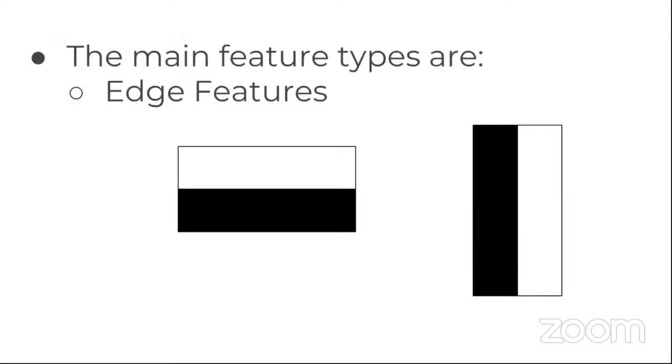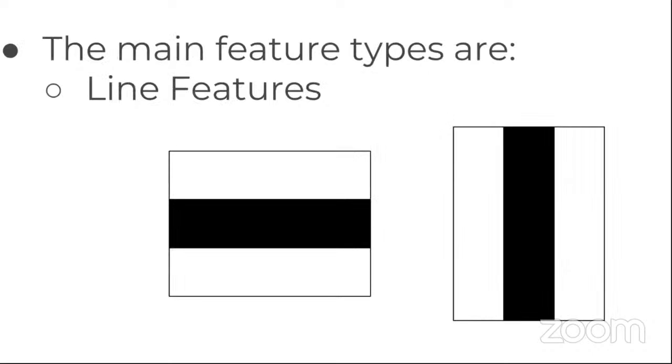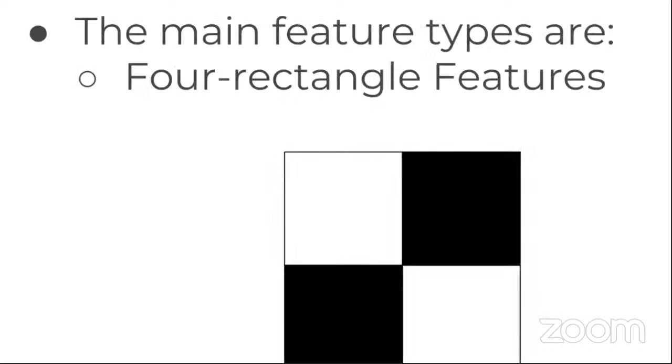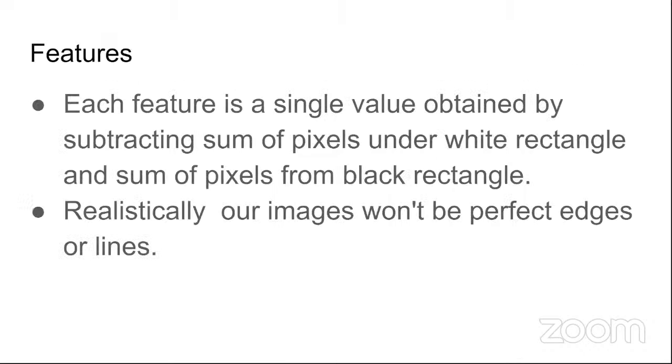So let's see what the main feature types are that we will be using for face detection. The first feature we will see is the edge feature, where you have black against a white background, either in the horizontal or vertical direction. Next is the line feature, where we have dark against white on the sides, horizontal or vertical. Then next, we have the four rectangle feature that looks like this. Each feature is a single value obtained by subtracting the sum of pixels under the white rectangle from the sum of pixels under the black rectangle. Realistically, our images won't have perfect edges like this.